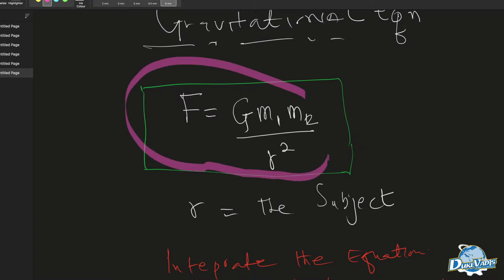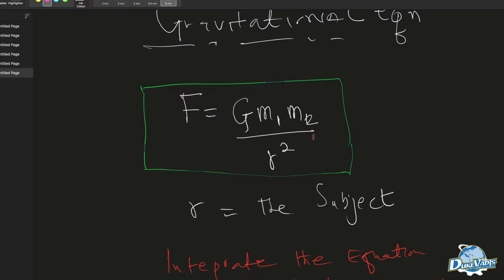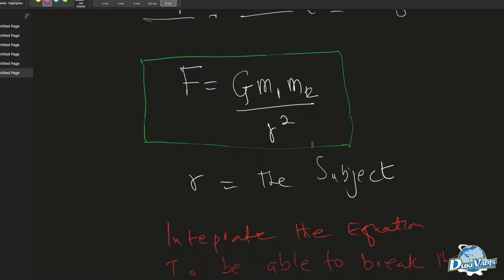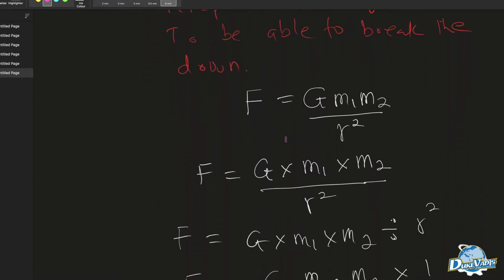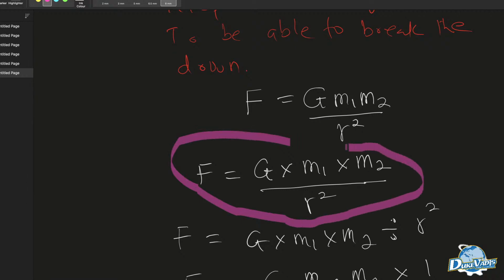All right, the whole equation means the g here is multiplying m1 and multiplying m2, all divided by r squared. So we should be able to interpret this equation, in case we're asked to find or make m2 the subject. If we don't know how to do this expansion of interpretation, like this, you see what I've circled.